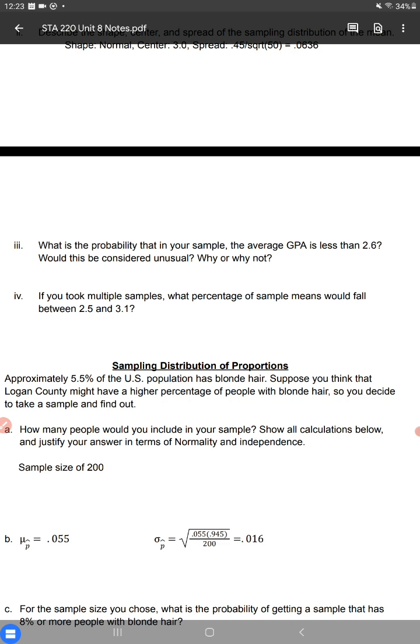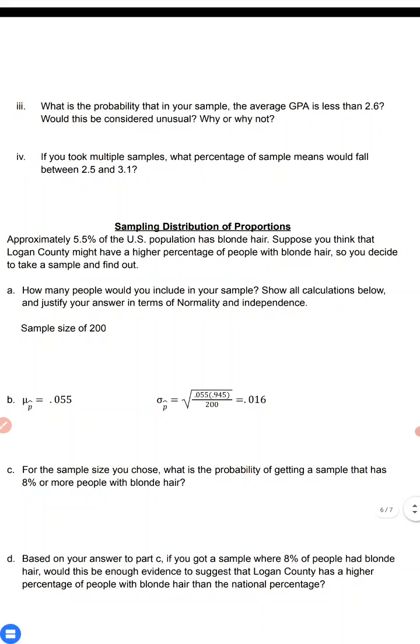Okay? What about 4? If you took multiple samples, what percentage of sample means would fall between 2.5 and 3.1? I'm not going to go type this one in the calculator, but if you did, the only thing that would change is your lower boundary would become 2.5, your upper would become 3.1, your mean and your standard deviation would stay exactly the same.